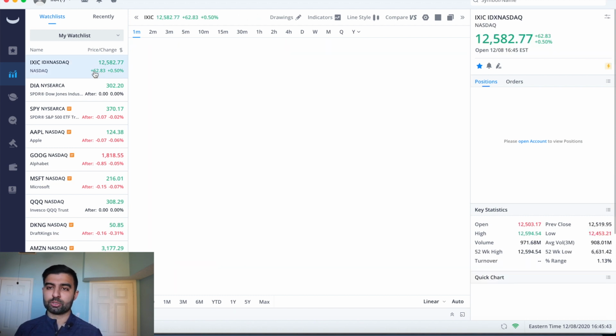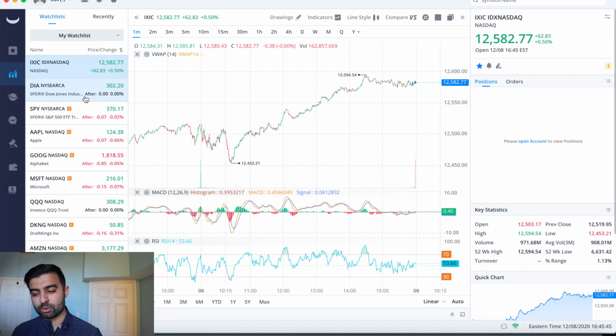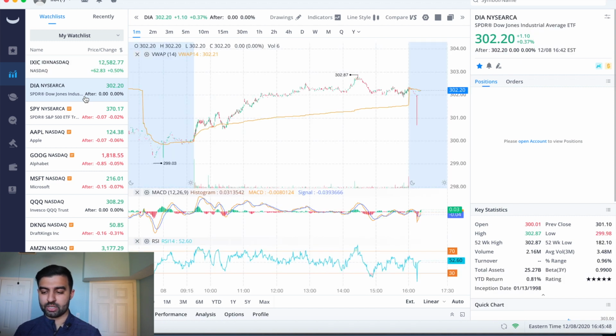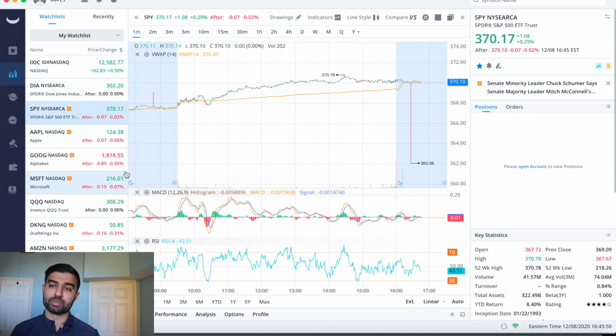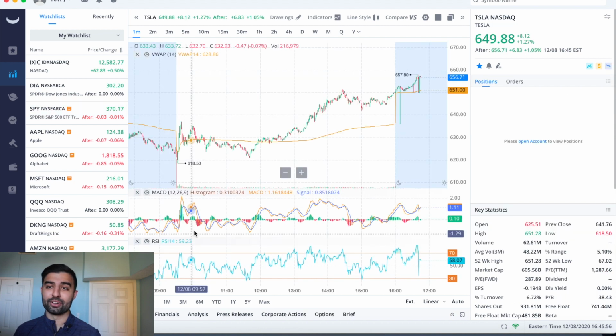Compare that to the Nasdaq, which is up 0.5%, the Dow, which was up 0.37%, only up 110 points, and then the S&P, which is up 0.29%. We can see why Tesla is so amazing to look at, because it just never stops.